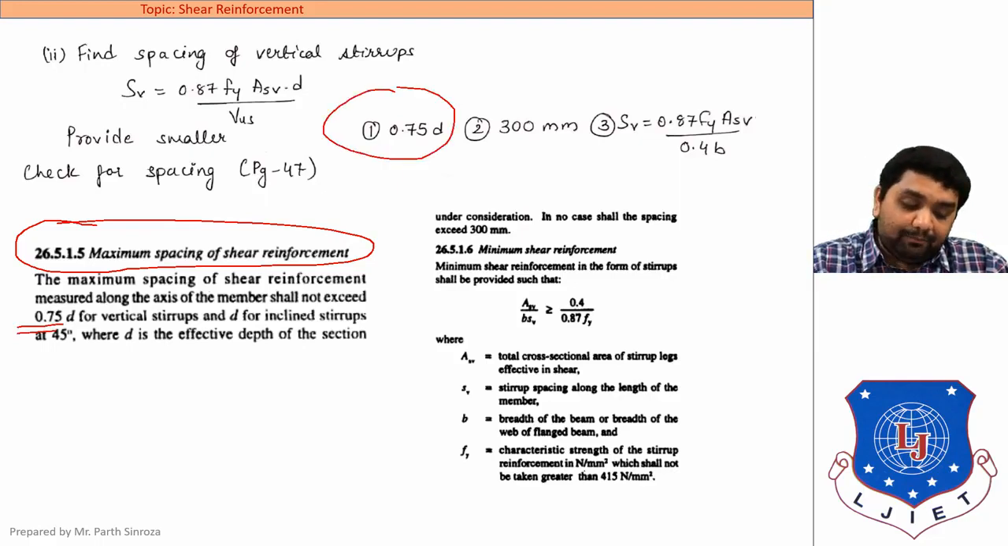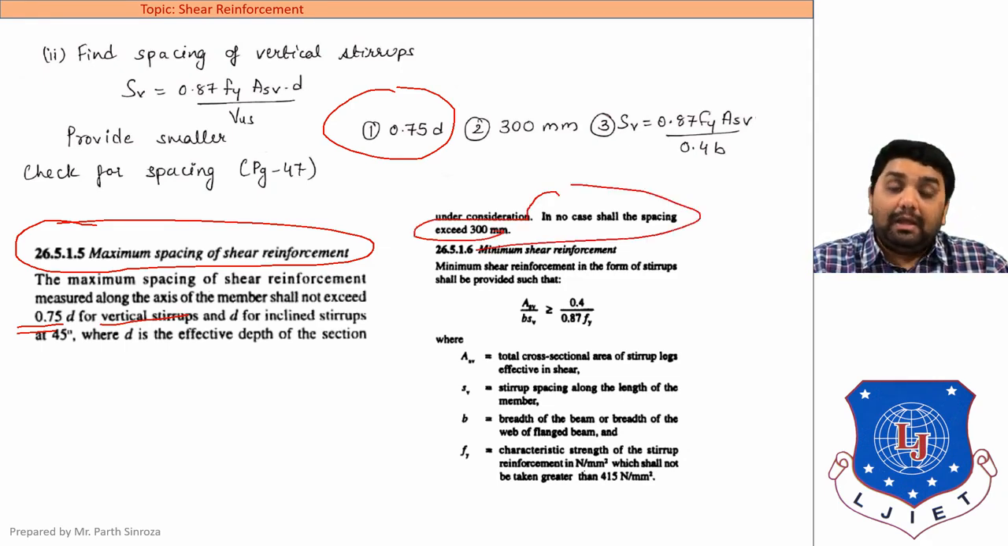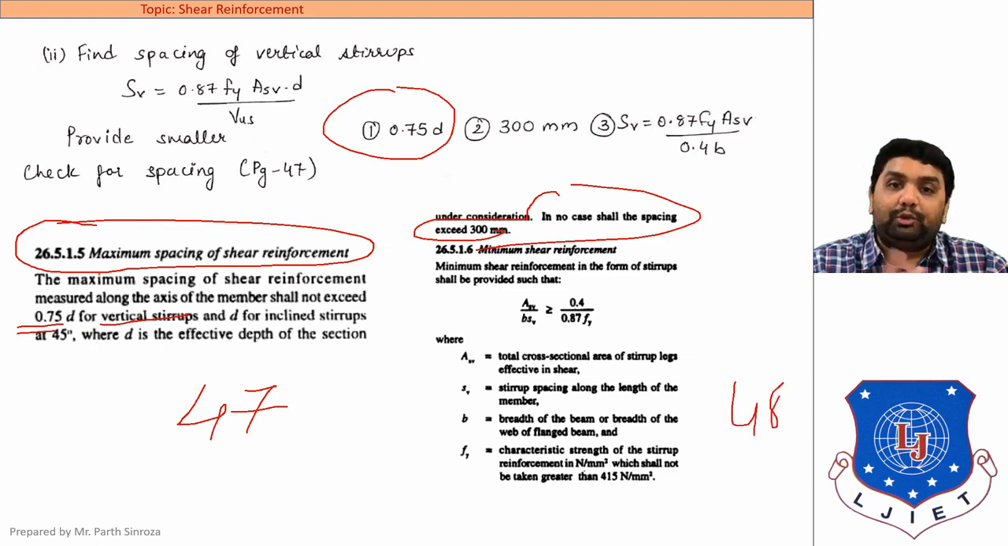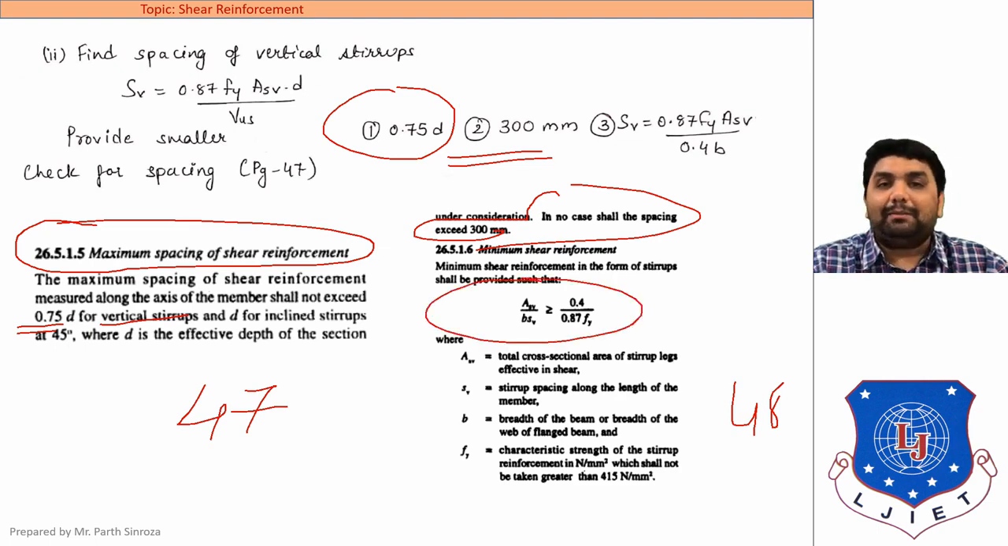Clear? The second thing, again for vertical stirrups, since generally only vertical stirrups will be asked: in no case shall the spacing exceed 300 mm. Keep in mind, the earlier statement is given on page number 47, and this portion is mentioned on page 48, so you need to refer to both pages. It is a continuation on page 48. So our second criterion will be 300 mm, and our third criterion will be the minimum steel requirement.